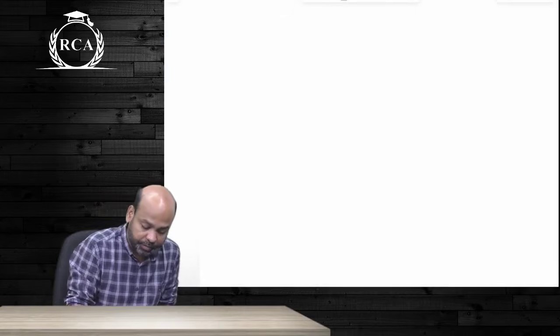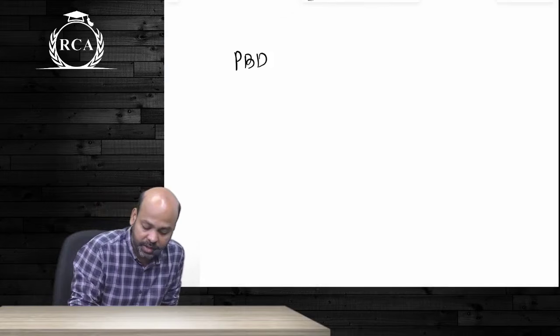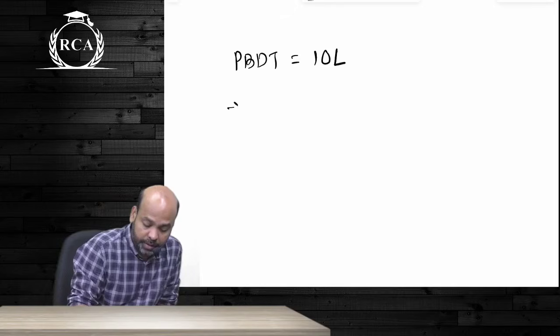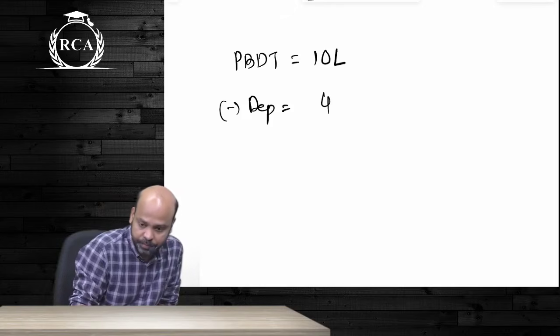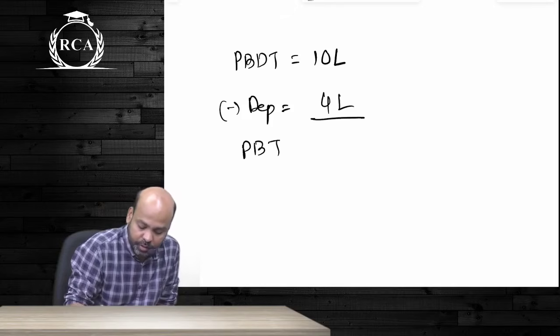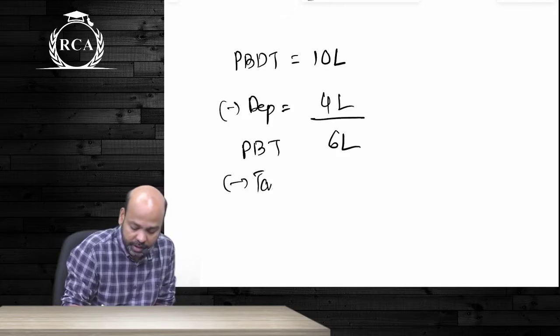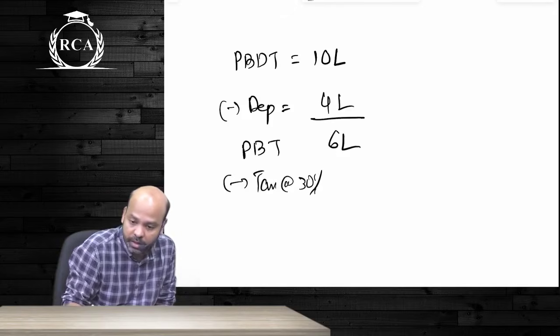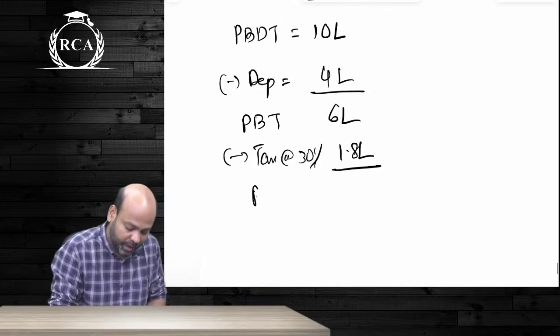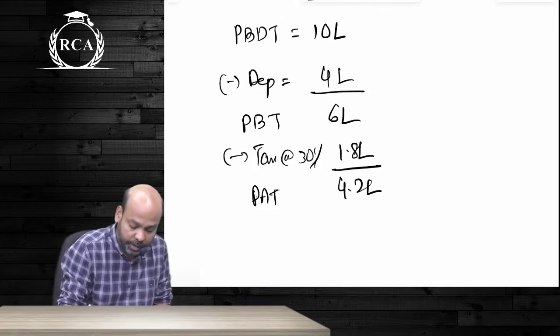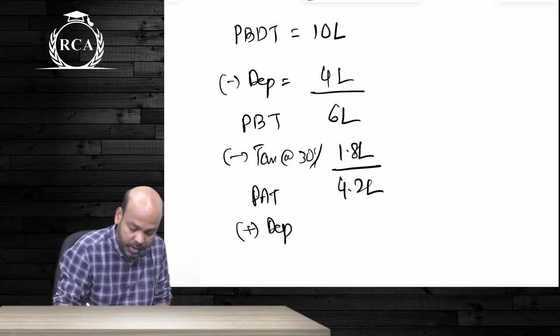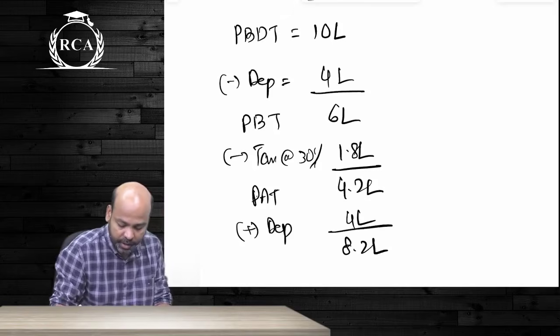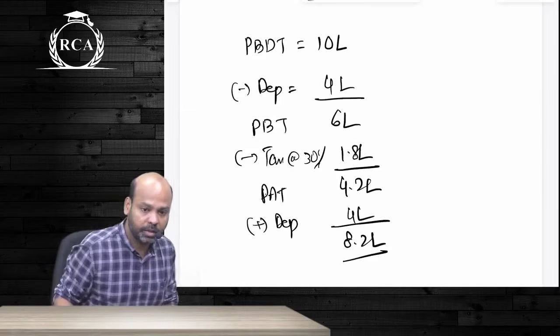Let's say your profit before depreciation and taxes, beta, is 10 lakhs. Depreciation is 4 lakhs. So profit before tax would be 6 lakhs. Let's say that the tax rate is 30%. That is 1 lakh 80. Your profit after tax, beta, will become 4 lakh 20,000. You add back depreciation worth 4 lakh. That will be 8 lakh 20,000. Any doubt in this part?